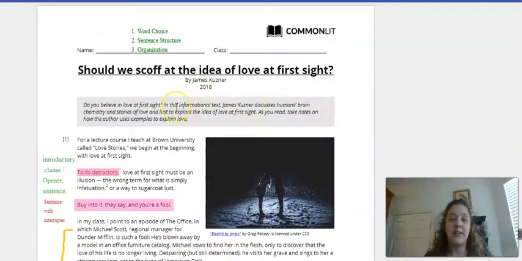So that is some author's craft analysis of the persuasive article. Please check with your teacher if you're confused about how to incorporate these elements of word choice and sentence structure and organization into your own essay.